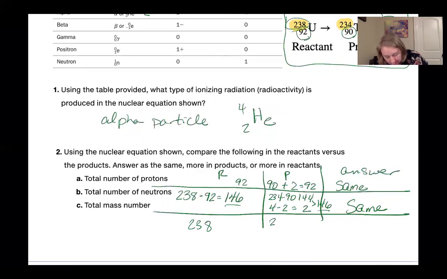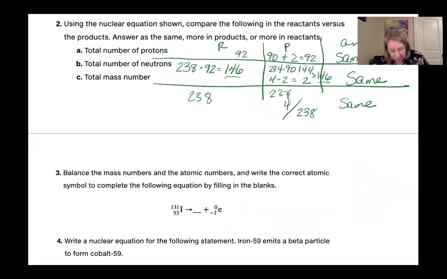Then we have 234 and 4, so that gives us 238, and it is the same. So this is why we have to balance our nuclear equations, because we have to end up with the same number of protons, same number of neutrons, and same mass number, because we can't create or destroy anything, right?